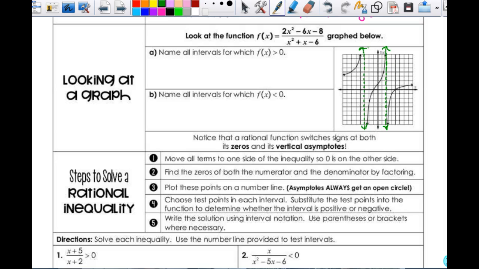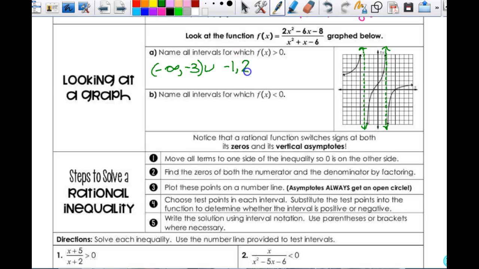And so name the intervals for which the function is greater than 0, so that's when the function is positive. So this little part over here, the function is definitely positive. So going from negative infinity to what? Negative 3. I never include my infinities. Do I include negative 3? No, because there's an asymptote there. And then from here, the function is negative. And then it's positive right here, so that's starting at negative 1 and going to what?